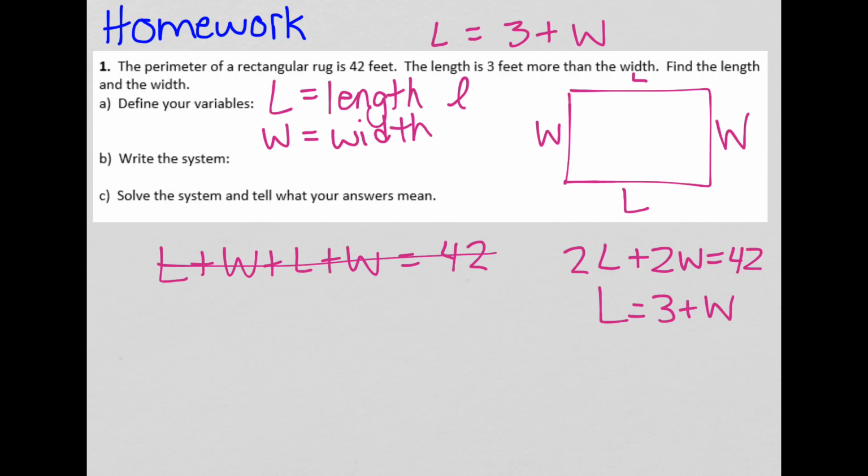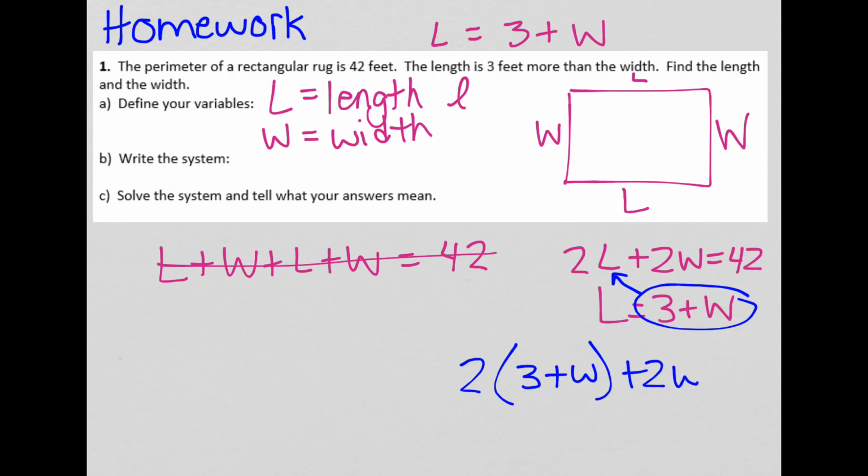Hey, look there. I have an isolated variable. L equals all that stuff. I'm going to replace L with all that stuff. So I get 2 times (3 plus W) plus 2W equals 42. That is my equation that I'm going to solve by substitution, and I'm going to let you finish that.